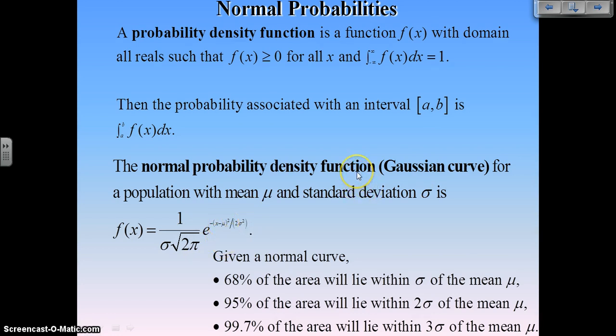Now, just a couple things, not overly relevant to what we're doing, but if you are just curious about normal curves, you do know that 68% of the area lies within one standard deviation of the mean, 95% within 2, and 99.7% within 3 standard deviations. And it's considered that basically nothing ever lies outside of that 3 standard deviations of the mean.